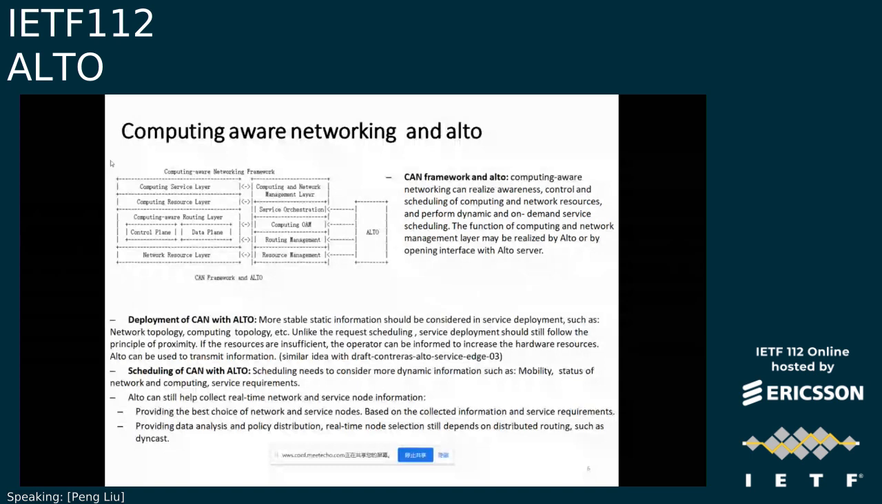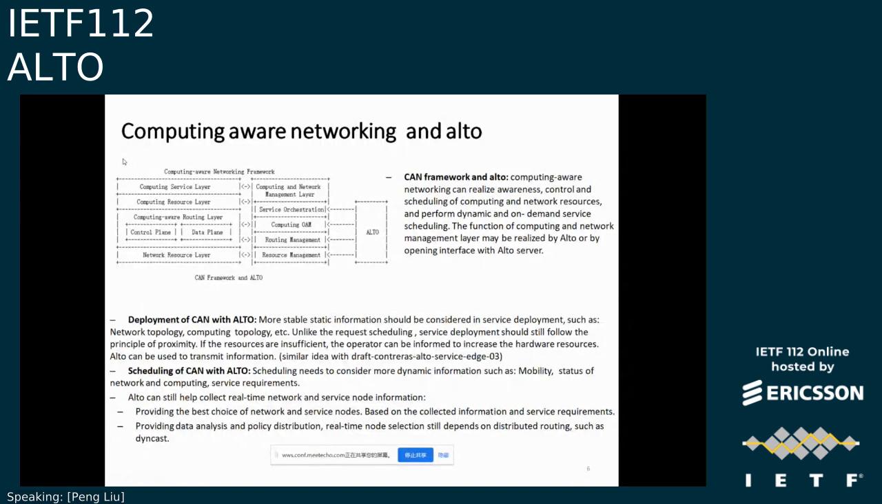And here's the potential relationship of computing-aware networking and auto. For the framework, the computing-aware networking can realize awareness, control, and scheduling of computing and network resource, and perform dynamic and on-demand service scheduling. The function of computing and network management layer may be realized by auto or by opening some interface with auto server, which include two aspects.